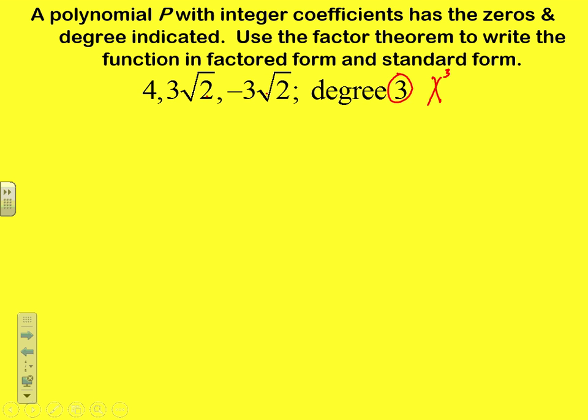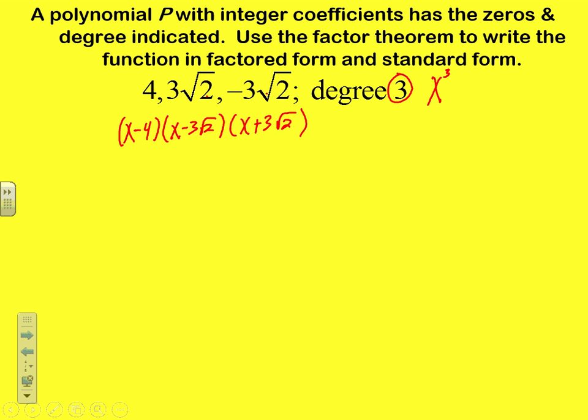So let's go ahead and write these in standard form. The positive 4 as a factor, I'm sorry, let me back up. Let's write these in factored form. The 4 will give me x minus 4 as a factor. The 3 radical 2 will give me x minus 3 radical 2. And the minus 3 radical 2 in factored form will be x plus 3 radical 2.